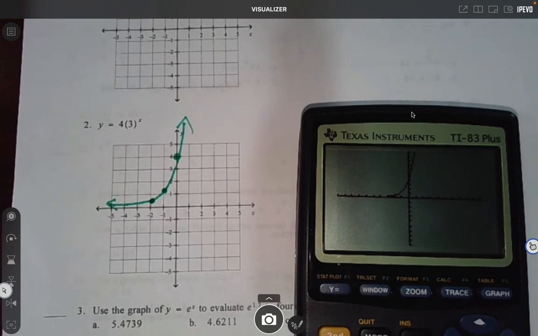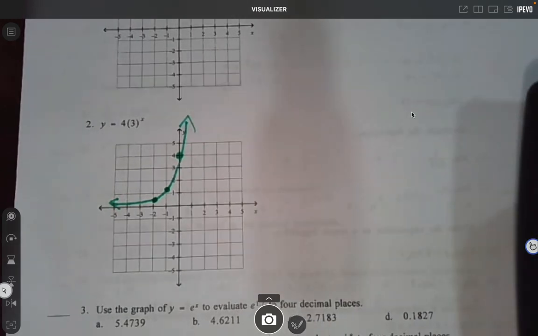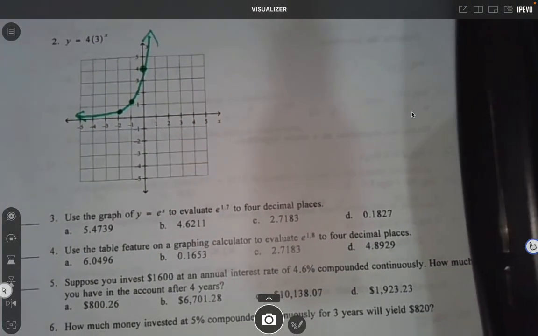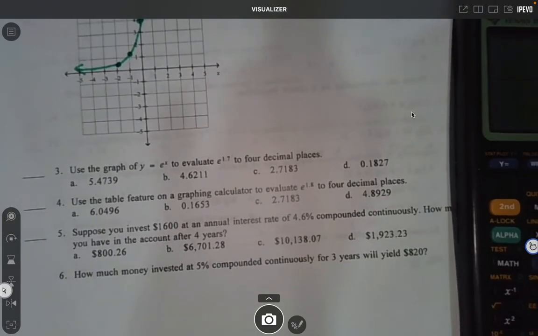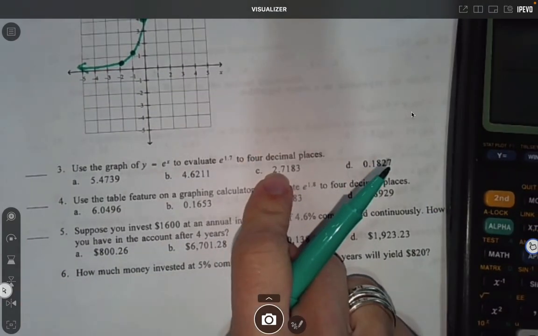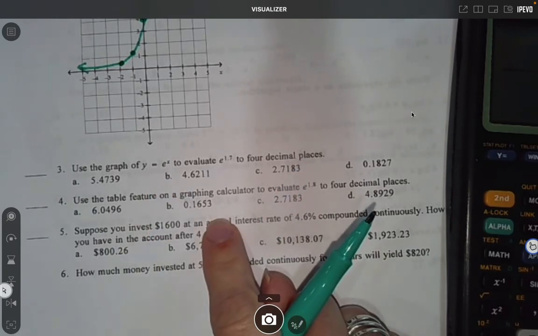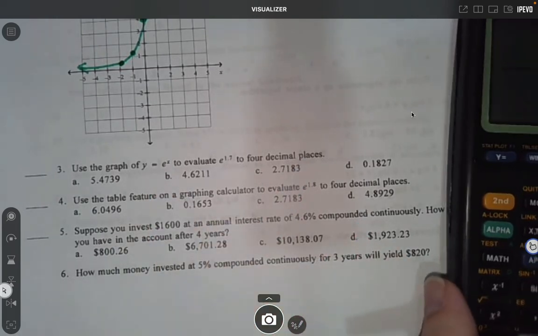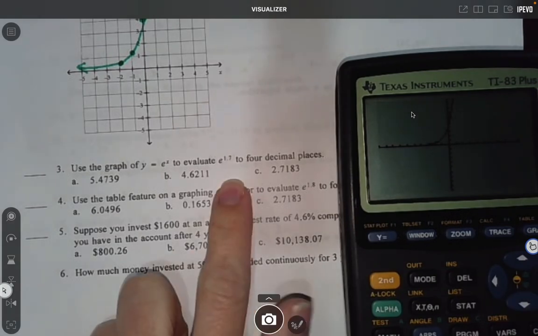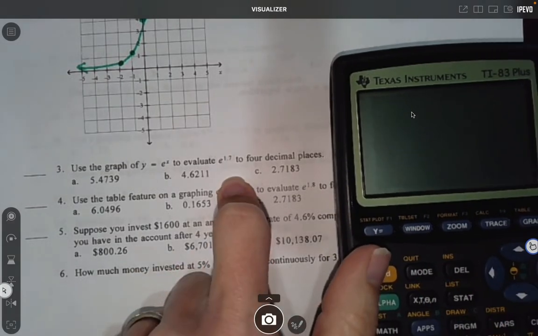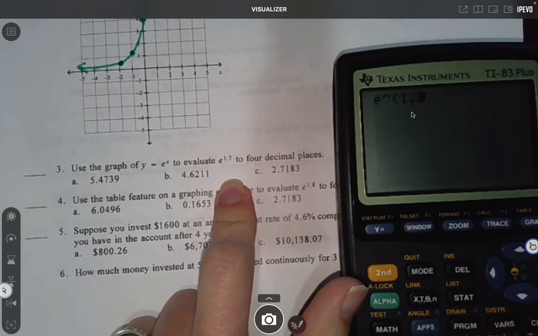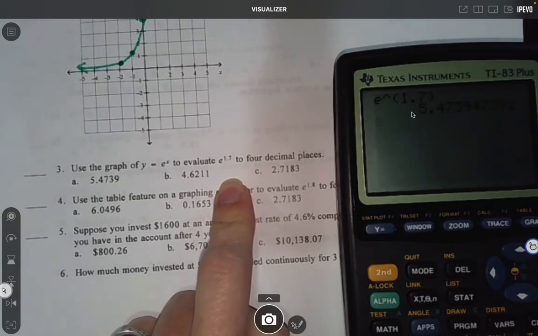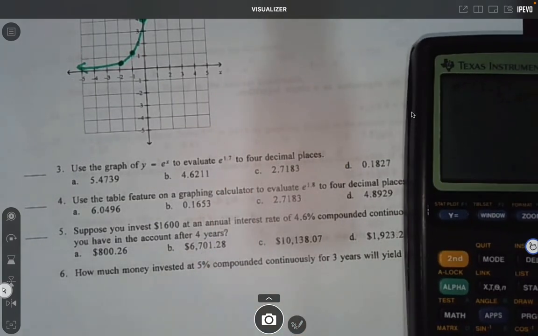Yes. Then there would probably be one like either number 3 or 4. Okay? Do I need to do both of them? Surely not. Just type in your calculator. This one says use the graph. This one says use the table. Are you going to use either one of those? No. You're just going to type in like e to the 1.7. So let me quit. And I'm going to do e to the 1.7. And that answer is 5.4739. Press second, quit. Okay. Do I need to do number 4 or we get that?